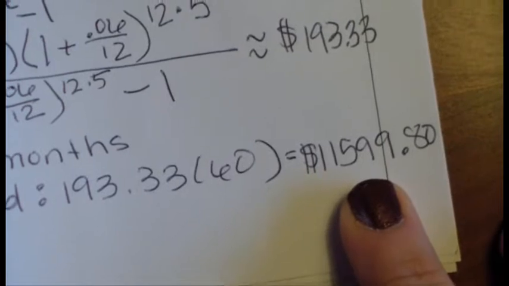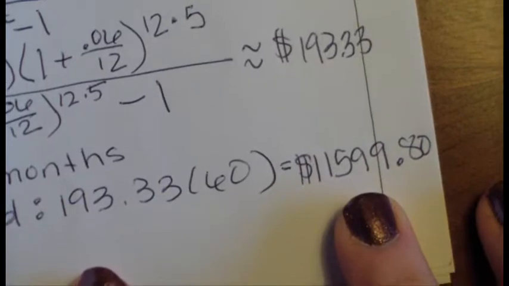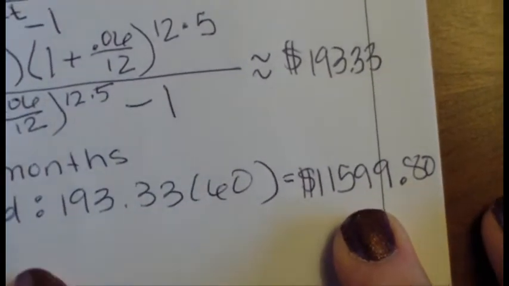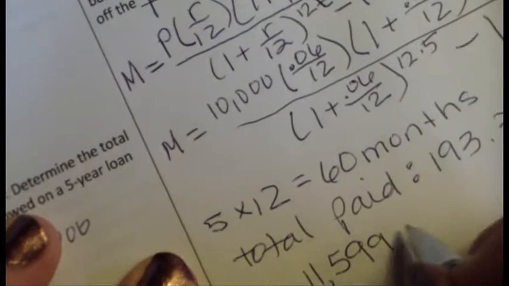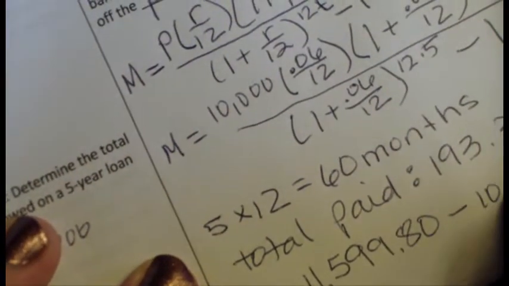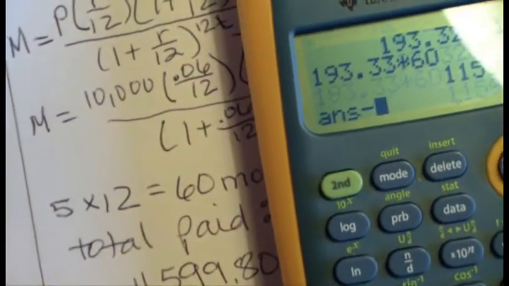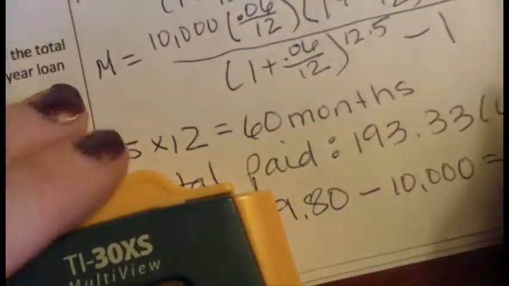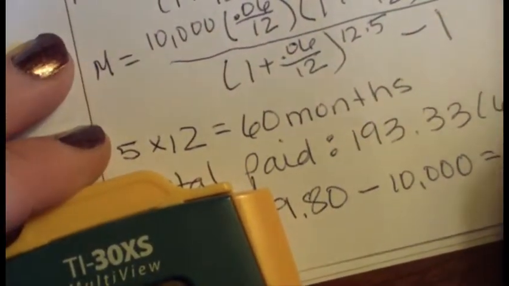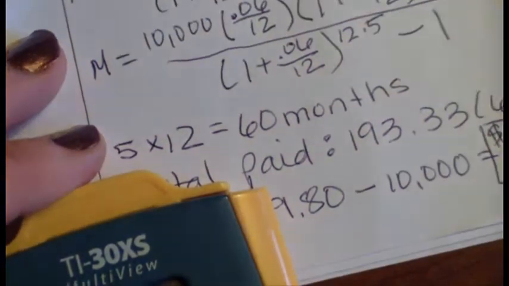So if we only took out a loan for $10,000, we can figure out what our interest was. So we're going to take our total paid, subtract off the principal. So $11,599.80 minus 10,000. And that's going to give us $1,599.80. So that's how much we pay total in interest on our loan.